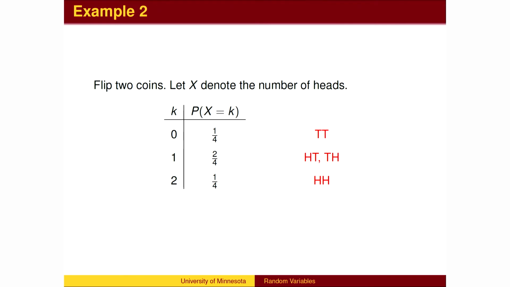Here's a second example. If we flip 2 coins, we may wish to count the number of heads. Notice that the outcomes themselves are lists of heads and tails. We assign a numerical value to each string based on the number of heads. We can find probabilities associated with each value of the random variable.